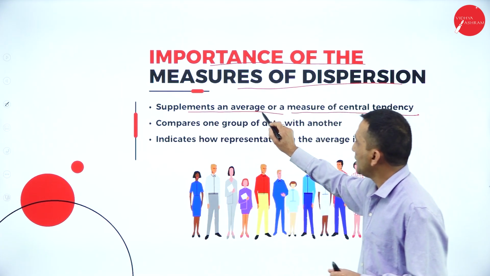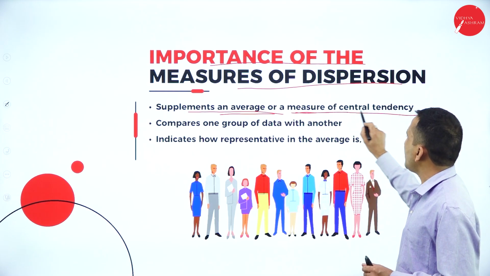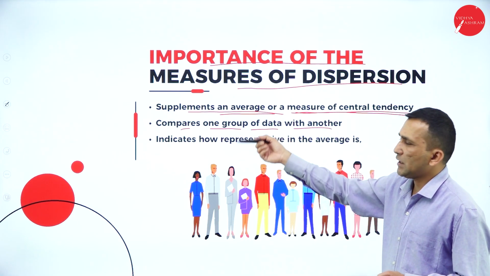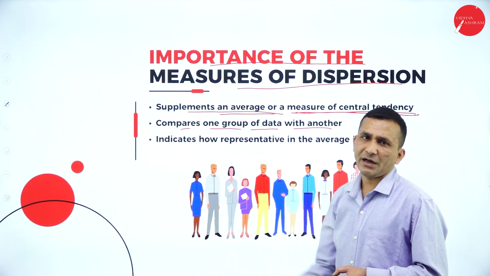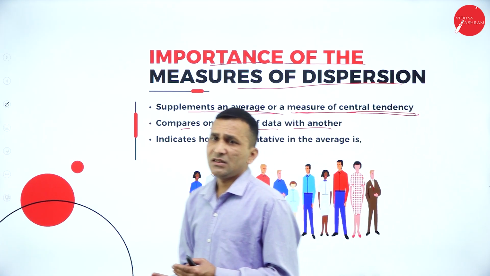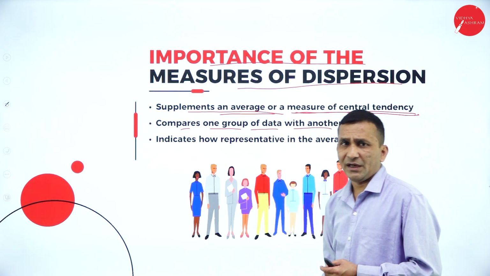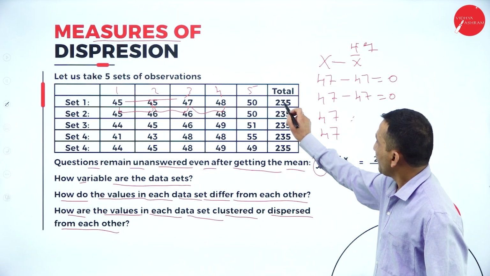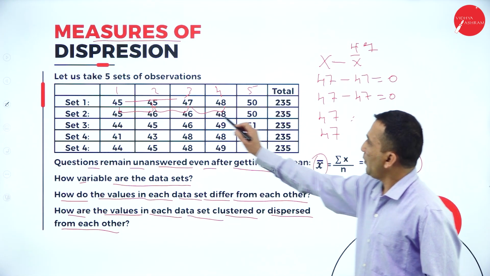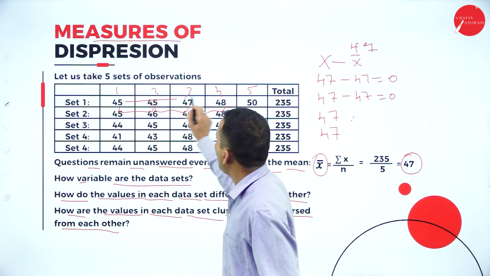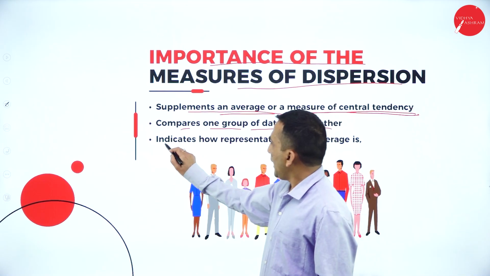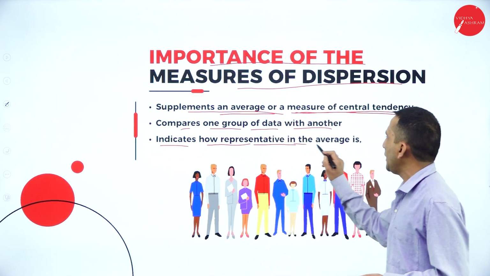The first one, it completes the supplementary average and measure of central value, and lets us compare one group of data with another, because in the last slides there are 5 sets of data given. Now we are comparing, but after calculating, taking sigma x, the total value we are getting is 235 divided by the number of items. Here 5 numbers are given, so 235 divided by 5, and x bar is getting 47, which indicates how representative the average is.